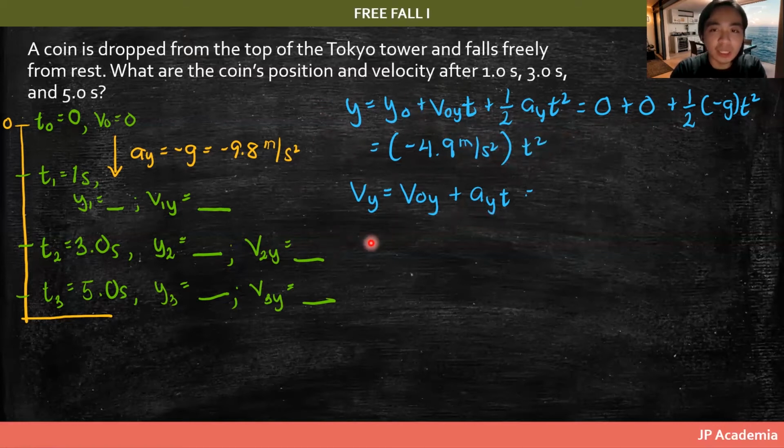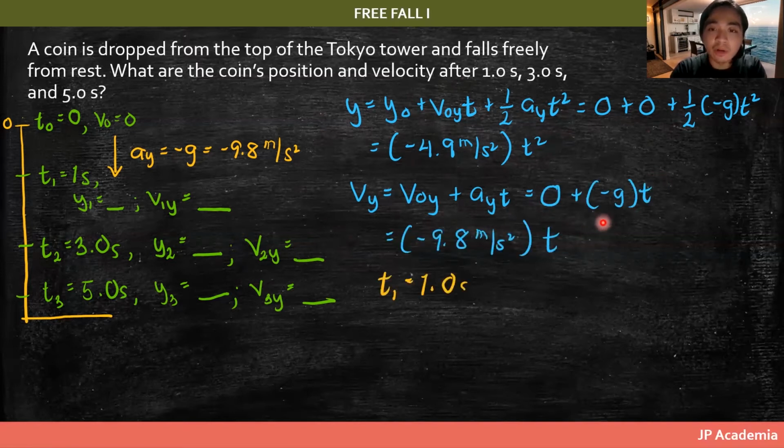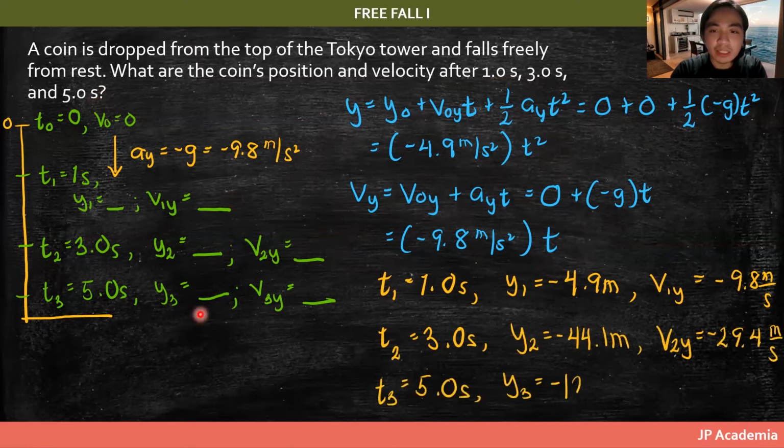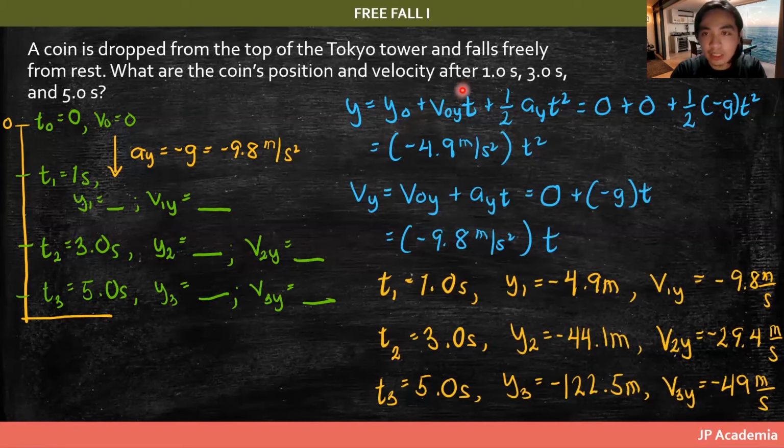So, paano sa velocity? For the velocity, we have this expression. And we know na initially, 0 naman si v naught y mo. And therefore, we have this expression for the final velocity for a given time, t. So, madali na lang. Substitute mo na lang si 1 second, 3 seconds, and 5 seconds dito. And you will get the following values. Okay? For 1 second, 3 seconds, and 5 seconds. And yes, that's it for this problem. I think it's quite easy.